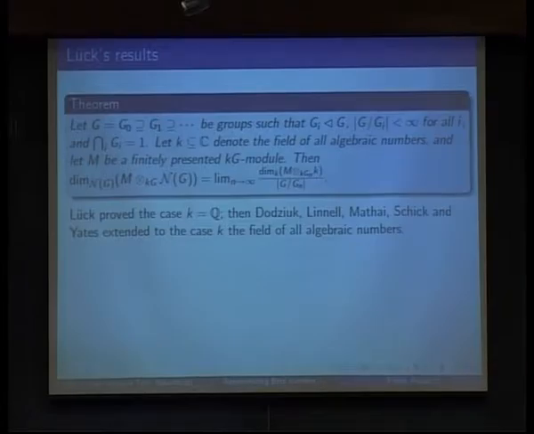So he proved it just for the case of the rational numbers, but this was later extended to the field of all algebraic numbers. Surprisingly, for an arbitrary subfield of C, and an arbitrary group, it is still open whether this remains true.